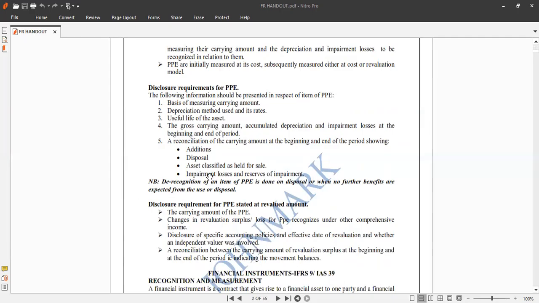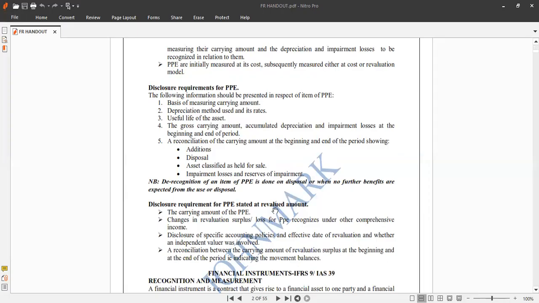NB, the derecognition of an item. When you talk about derecognition, that's the removal of a PPE item from the financial statement. An item which has previously been recognized in the financial statement is now being removed from the financial statement. And when can we derecognize an asset? An asset should be derecognized from the financial statement, one, on disposal. Number two, when that asset is obsolete. And number three, when the asset has been fully depreciated.